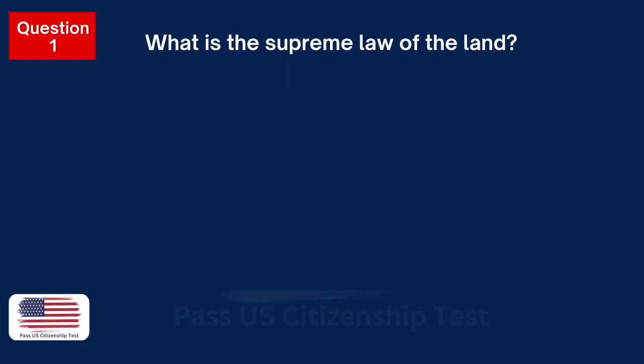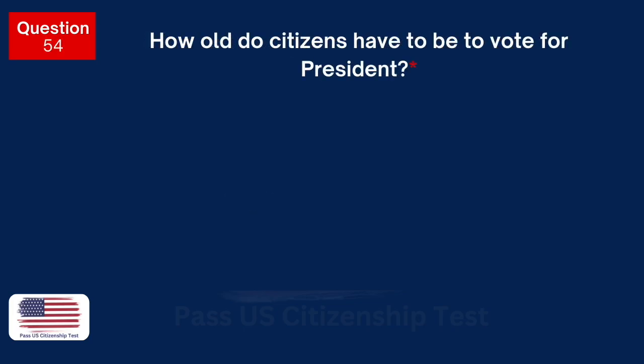What is the supreme law of the land? The Constitution. How old do citizens have to be to vote for president? 18 and older.